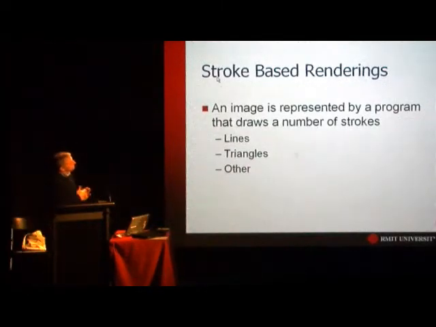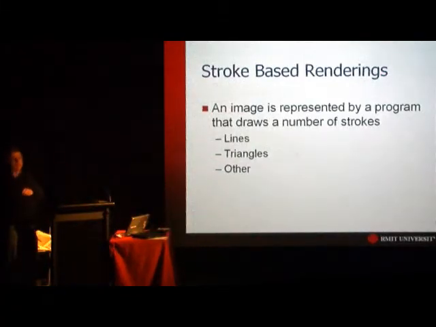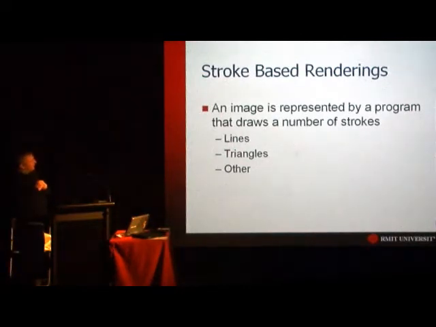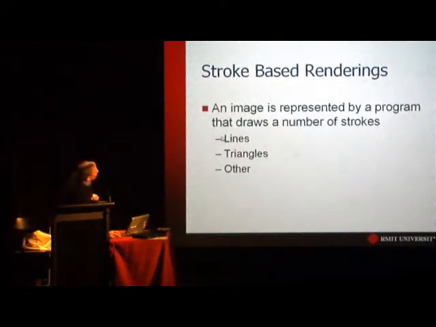The next part of the thing I'd like to talk about is an alternative way to get images. In this kind of model of an image, what we're saying is that the way you make an image is you put strokes on a canvas. And what we're going to do is evolve a program that puts strokes on a canvas. The kind of strokes we've done a fair bit of work with is lines and triangles, but also other kinds of strokes as well.